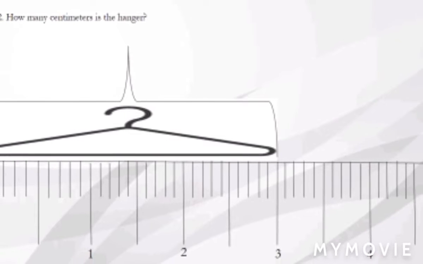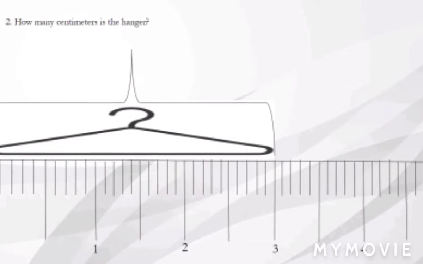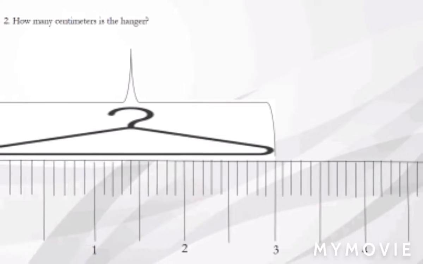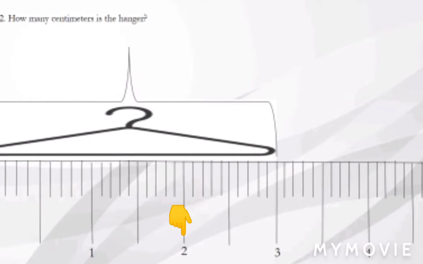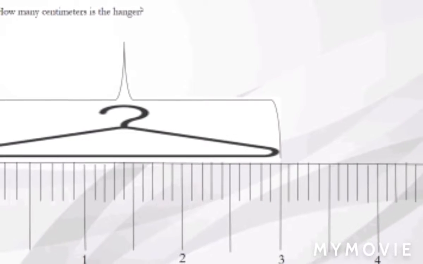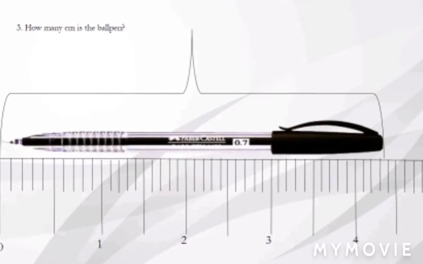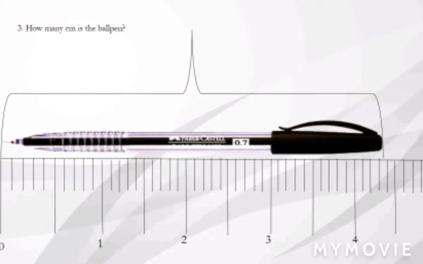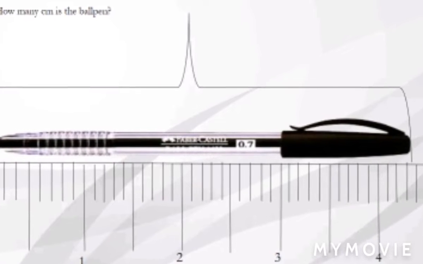Number 2, how many centimeters is the hanger? I'll give you another 1 minute to answer. Time's up. So 1, 2, 3. So the hanger is 3 centimeters. Number 3. How many centimeters is the ball pen? Another 1 minute to answer. Time's up.